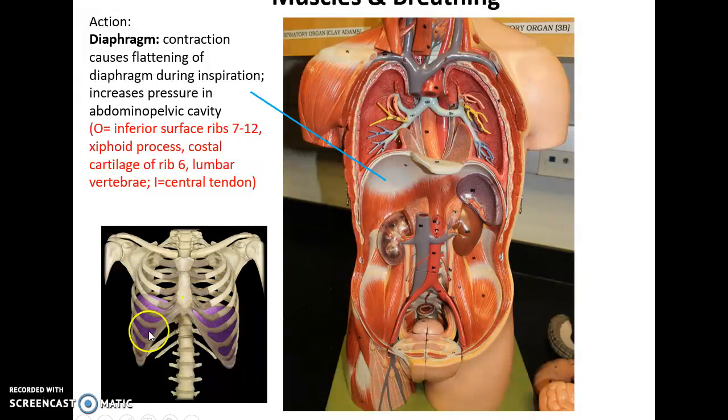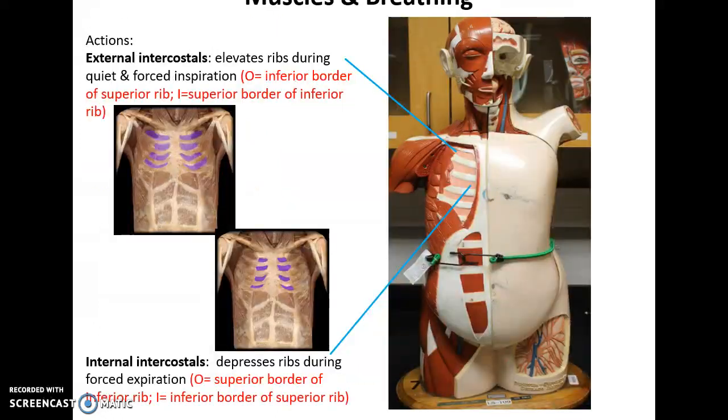The muscle is normally a bowl shape, but when it contracts, it'll flatten out, pulling down, expanding the volume of the lungs and the thoracic cavity, allowing air to come in, inspiration. It also can push on the abdominal organs, increasing the pressure on the abdominal pelvic cavity. Its origin is huge, basically going all the way around the trunk of the body. So inferior surface of ribs 7 through 12, xiphoid process of the sternum, costal cartilage of rib 6, the lumbar vertebrae, and its insertion is into itself, into its own central tendon.